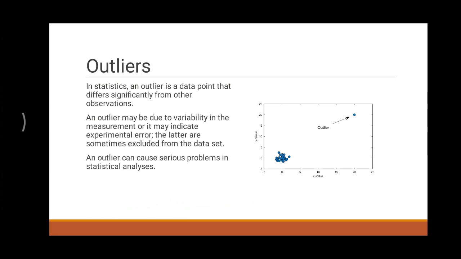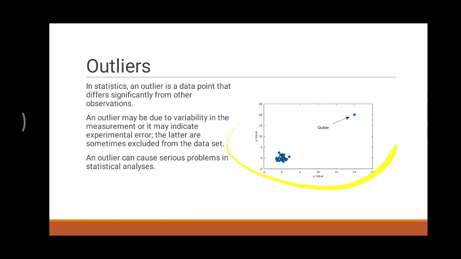In statistics, an outlier is a data point that differs significantly from other observations. An outlier may be due to variability in the measurement, or it may indicate experimental error. The latter are sometimes excluded from the dataset. An outlier can cause serious problems in statistical analysis.